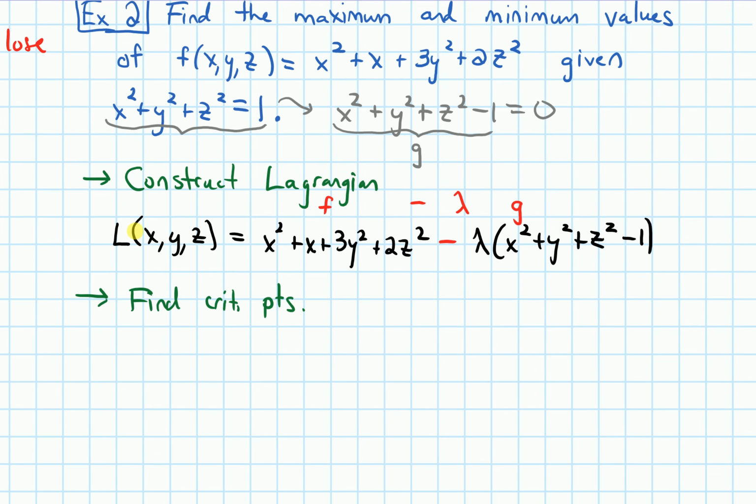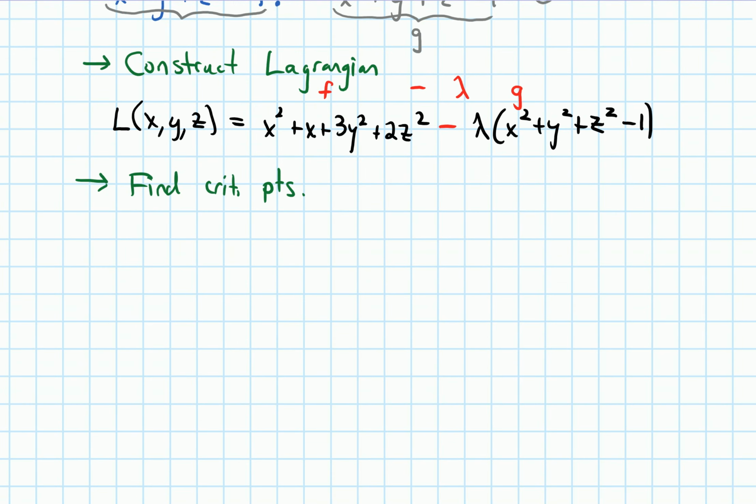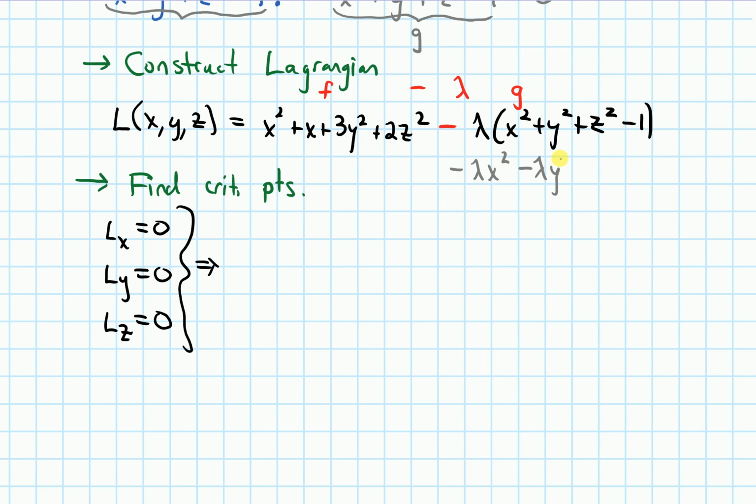All right, so we need to take some partial derivatives of this and set them equal to 0. So we'll need to take the partial with respect to x, set that equal to 0, partial with respect to y, and the partial with respect to z, set those all equal to 0. Okay, so before doing that, let's distribute this minus lambda into the terms of g. That would give us minus lambda x squared minus lambda y squared minus lambda z squared, and then plus lambda. And now let's take these partials.